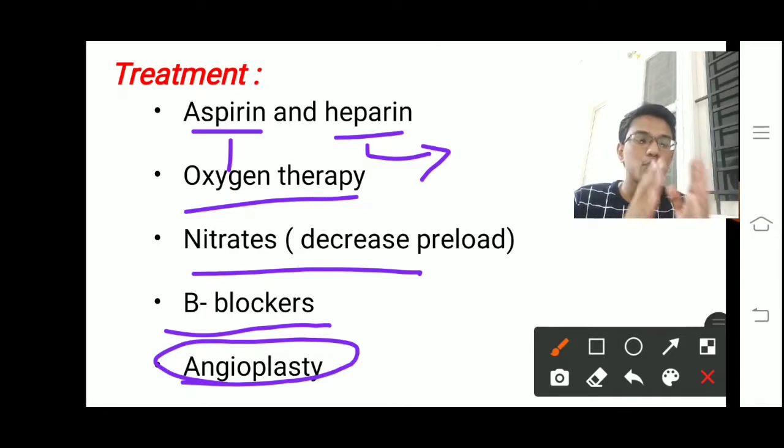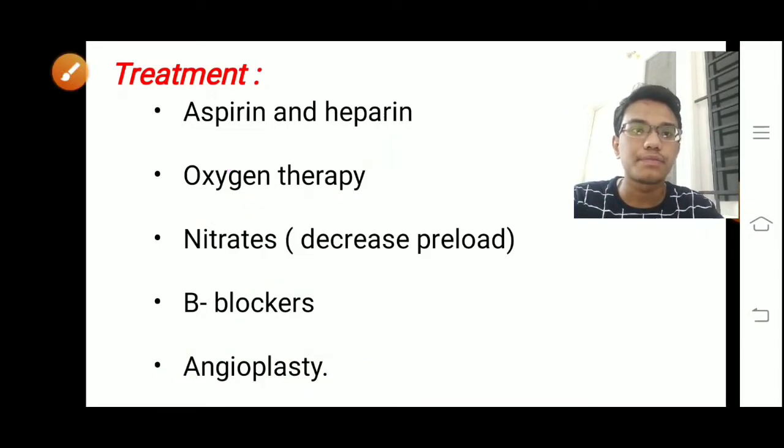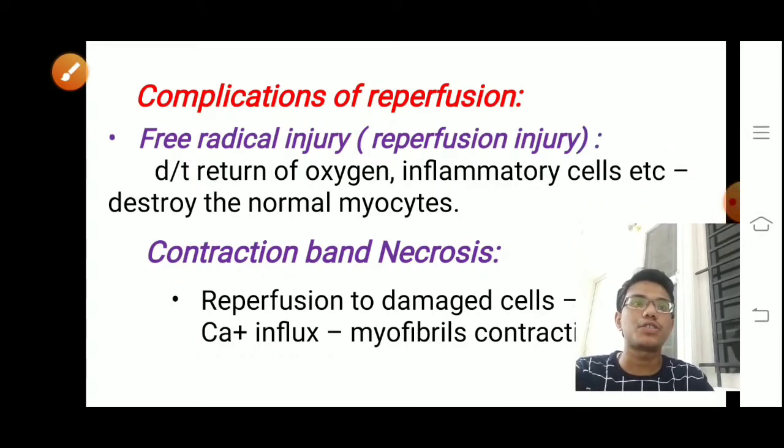Now if you do this angioplasty, reperfusion to the heart occurs. There are some complications which will occur due to reperfusion, which you would have read in general pathology, that the main complication is reperfusion injury. Now what is this reperfusion injury? There are mainly two complications of reperfusion. One is the reperfusion injury and the other one is contraction band necrosis.